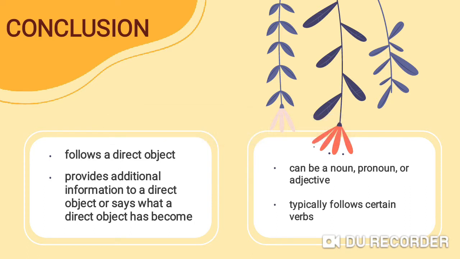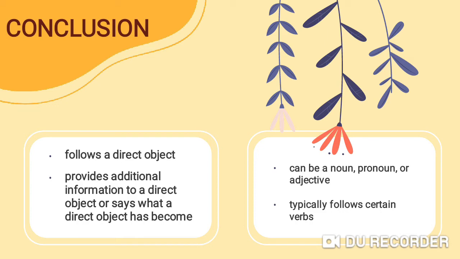So in conclusion, an object complement follows a direct object and also provides additional information to a direct object or says what the direct object has become, and it can be a noun, pronoun, or adjective, and also it typically follows certain verbs.